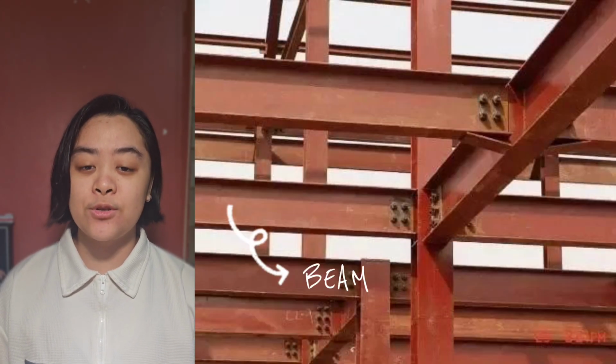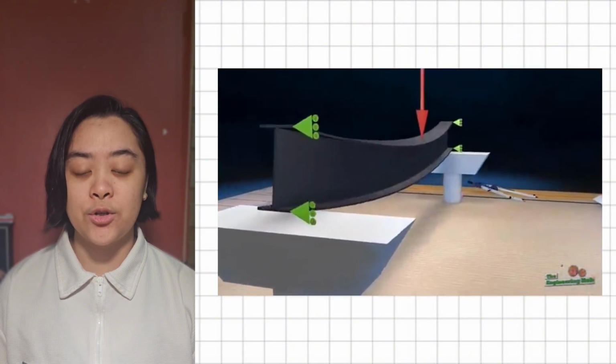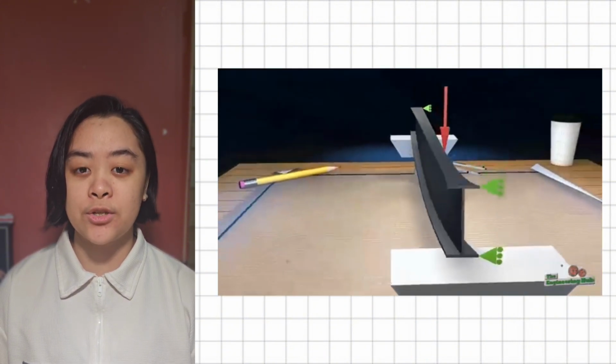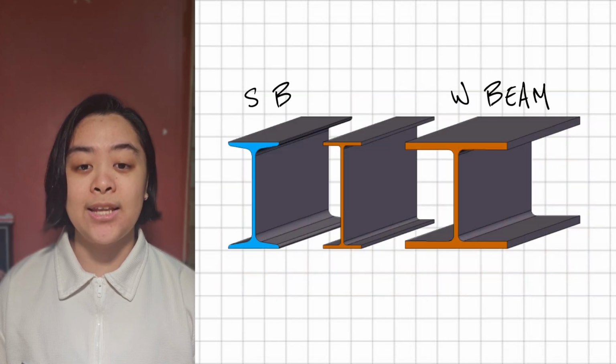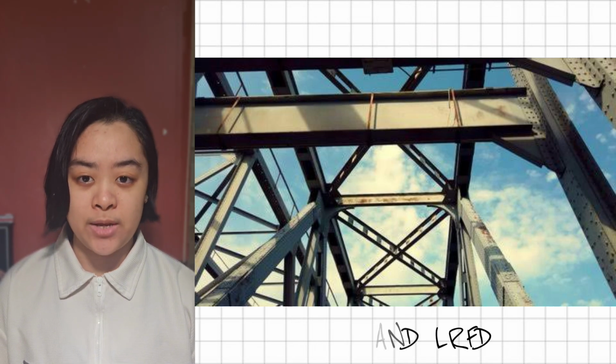Beams are the horizontal structural members that support transverse loads, making them subjected to flexure or bending, where the commonly used cross-sectional shapes are W, S, and M shapes. In steel beam design, the common design methods used are ASD and LRFD.